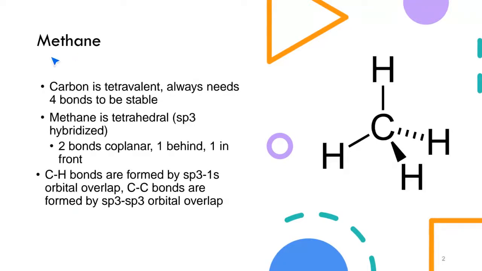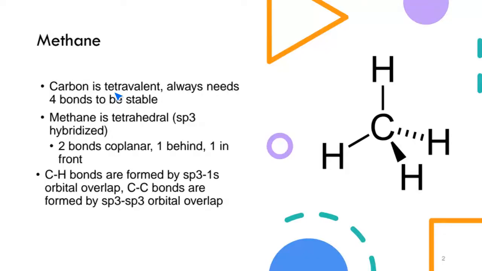The first thing I learned was about methane. It's the simplest organic molecule, right? It has one carbon surrounded by 4 hydrogens. Okay, so carbon is tetravalent, which is very important. So it always needs 4 bonds to be stable. And methane has a tetrahedral shape, and all these bonds are sp3 hybridized.